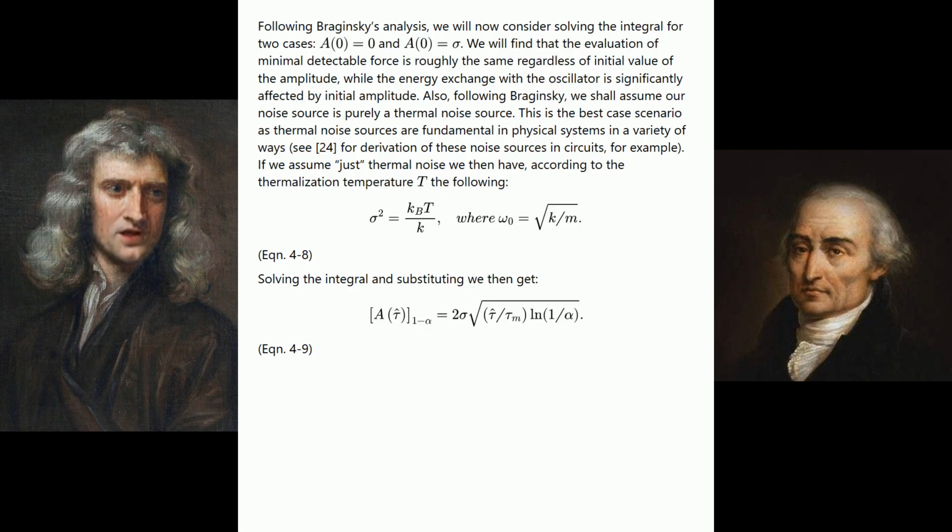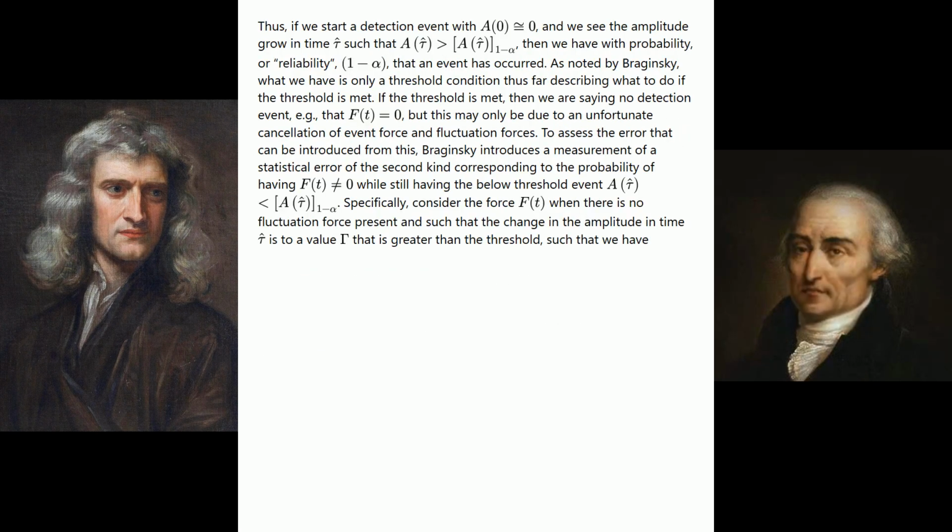See equation 4-9. Thus, if we start a detection event with A of 0 approximately equals 0, and we see the amplitude grow in time tau such that A of tau is greater than ⟨A of tau⟩ sub 1 minus alpha, then we have with probability, or reliability, 1 minus alpha, that an event has occurred. As noted by Brzezinski, what we have is only a threshold condition thus far describing what to do if the threshold is met. If the threshold is not met, then we are saying no detection event, e.g., that f of t equals 0, but this may only be due to an unfortunate cancellation of event force and fluctuation forces.